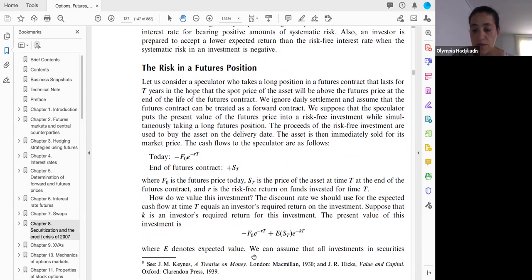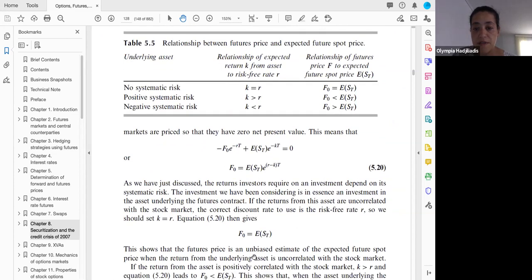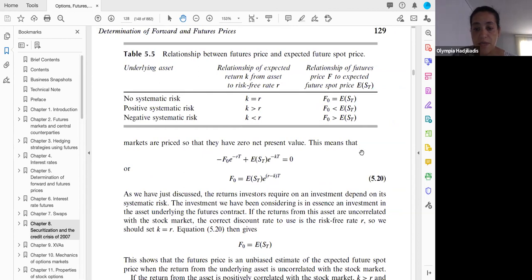We can assume that all investments in securities markets are priced so that they have zero net present value. This means that minus F0 e to the minus RT plus the expected value of ST e to the minus KT will equal zero, where K is the expected return from the asset. Or, if you regroup this equation, F0 is equal to the expected ST e to the R minus K times T.